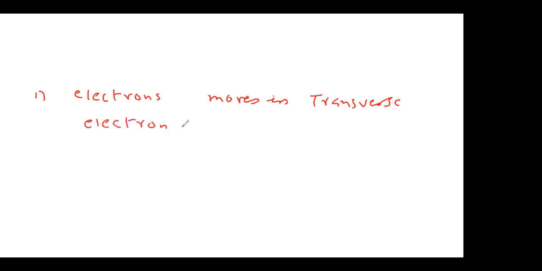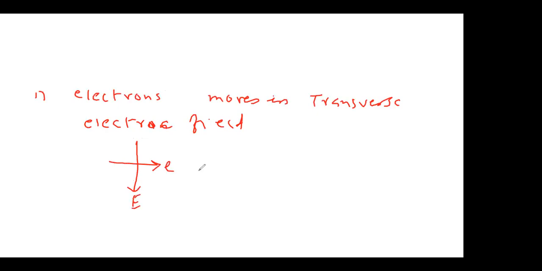What is the nature of the path of an electron when it moves in a transverse electric field? Electron moves in a transverse electric field. What is the direction of the path? Transverse means perpendicular to the electric field, like this. This is the field and this is the electron.